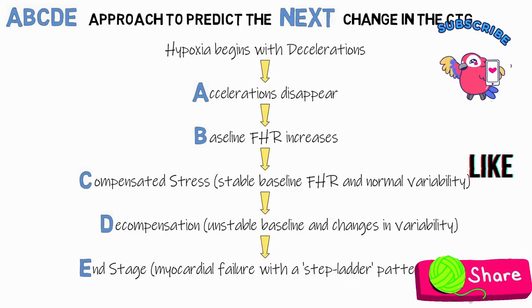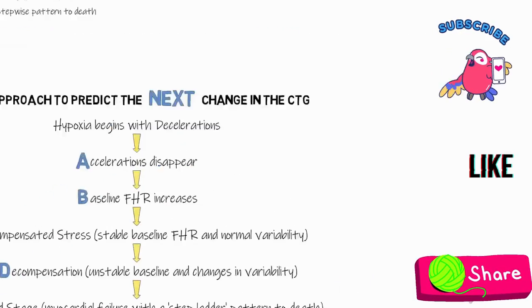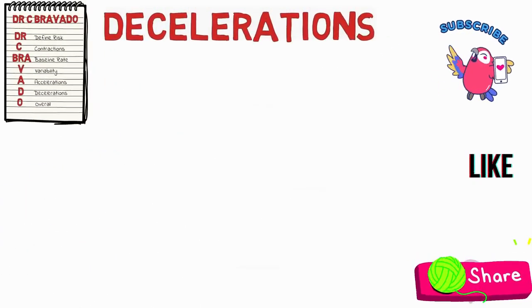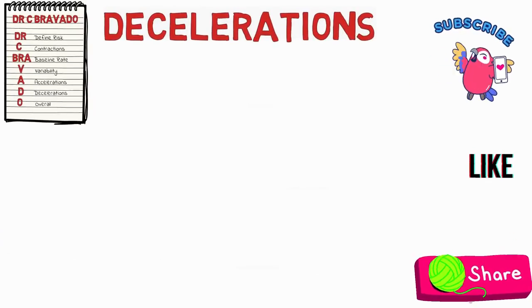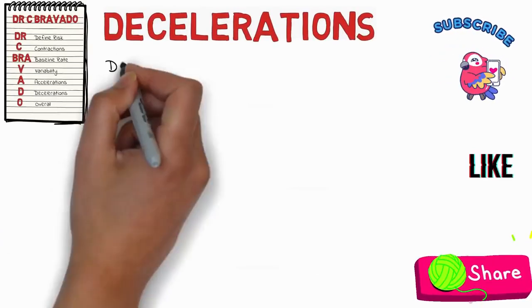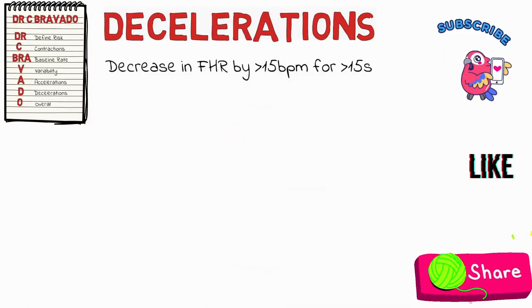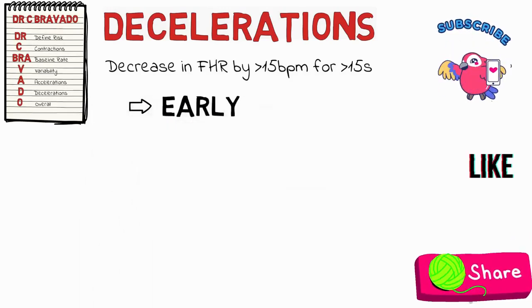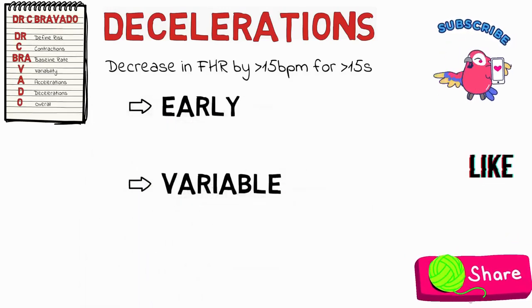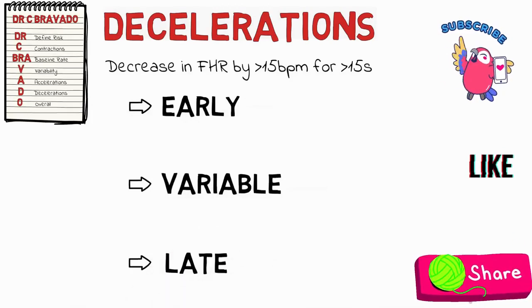Okay, so now that we've got our physiology sorted, let's go back to the decelerations. First of all, decelerations are defined as a drop in the fetal heart rate by more than 15 beats per minute for more than 15 seconds. And we've got 3 types. These are the early, variable, and late decelerations, and we're going to look into each one.